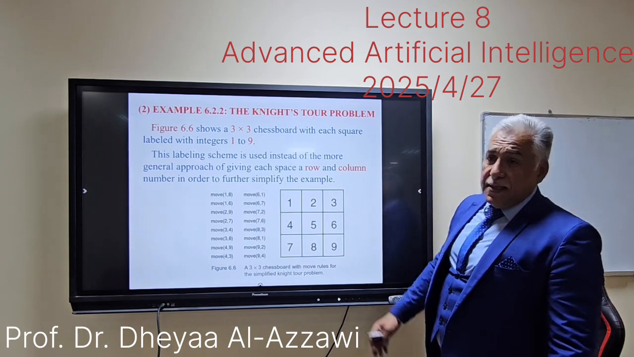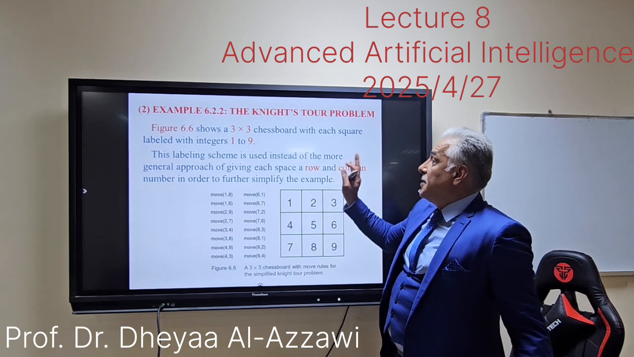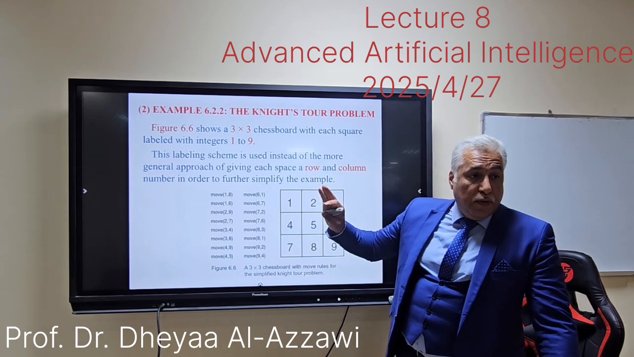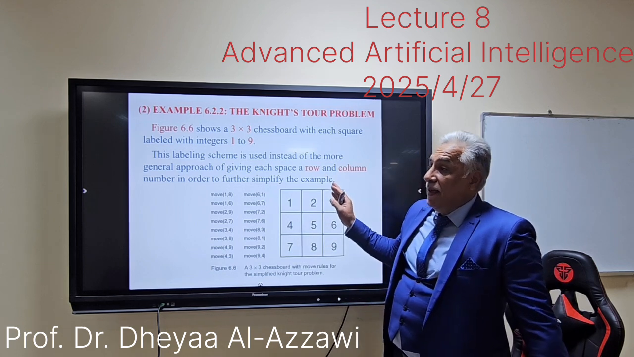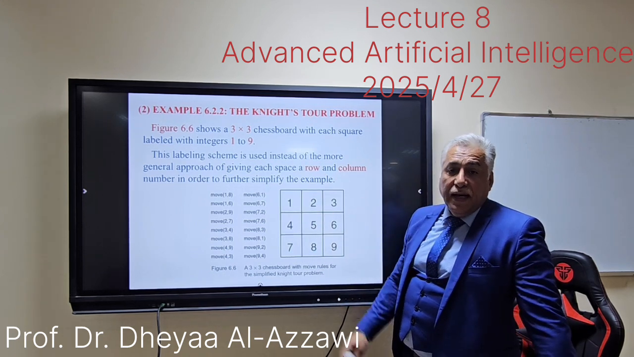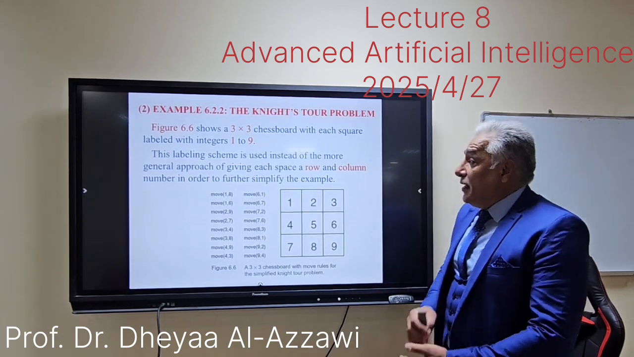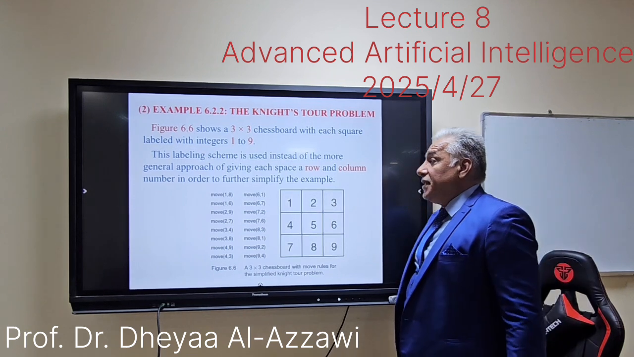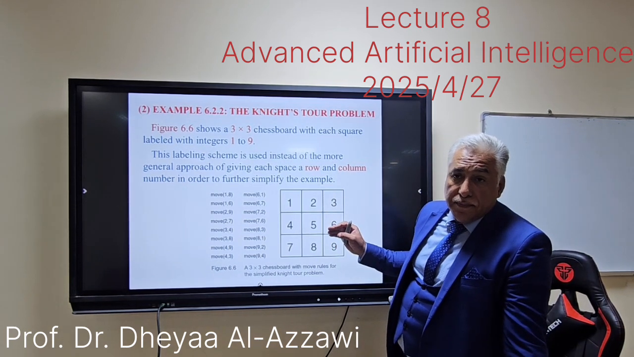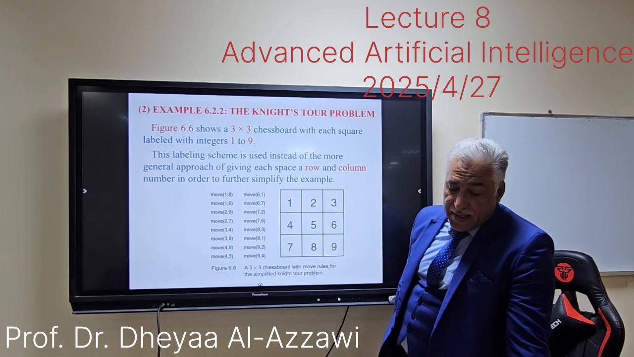Now this figure 6.6 shows a 3 by 3 chessboard with each square labeled with integers from 1 to 9. It goes like this: 1, 2, 3, 4, 5, 6, 7, 8, 9. This labeling scheme is used instead of the more general approach of giving each square a row and column number, in order to further simplify the example.